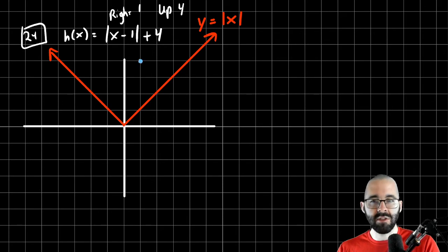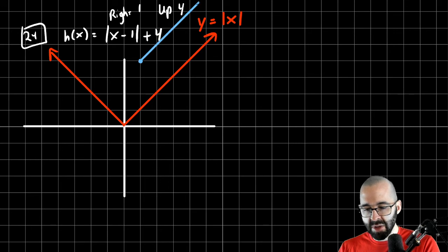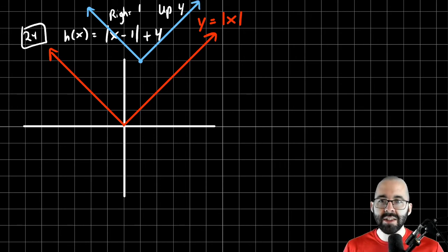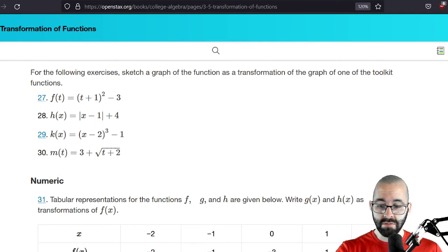So now the V just starts here instead. All right. And the V goes up like this and up like this. I'm drawing over my problem. And that's what you should get here. And again, if you're not super comfortable with toolkit functions, you'll get there.